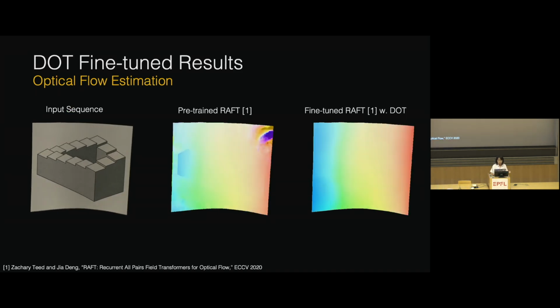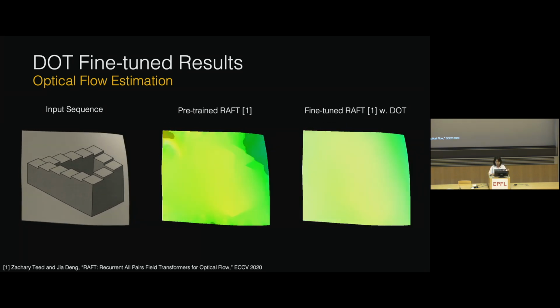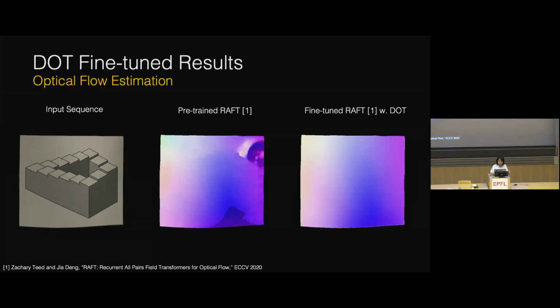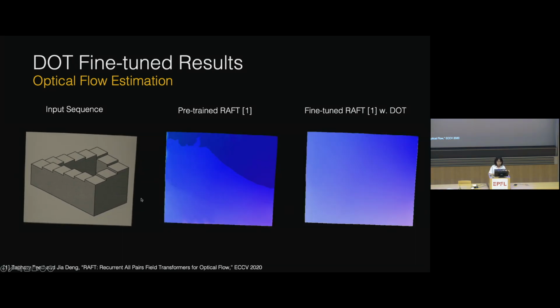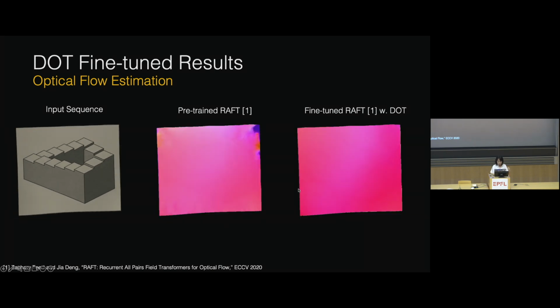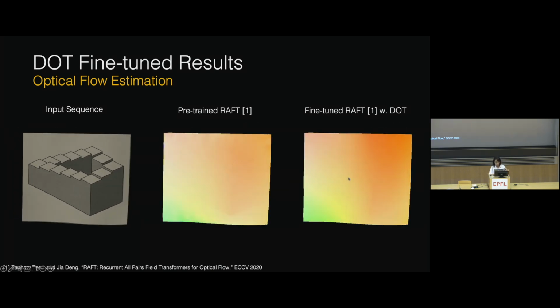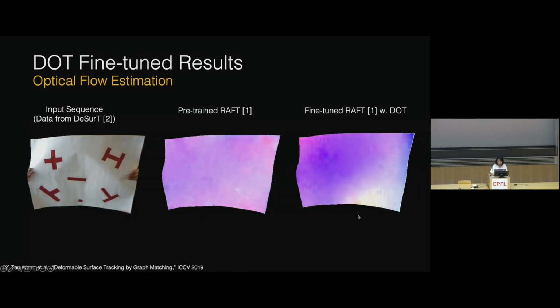Our data set can also be used for training supervised learning algorithms and improve their performance on handling scenes with very little textures. And here are some flow estimation results that run on one of our paper scenes. We use the state-of-the-art RAFT algorithm for that. And you can see that after fine-tuning with our data set, the flow estimation is more accurate and stable.